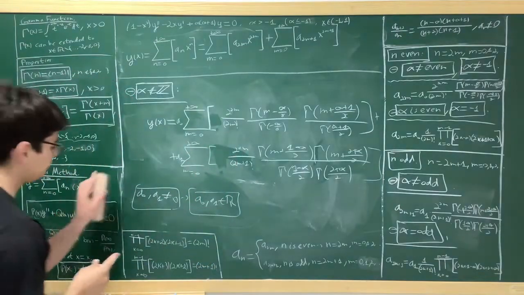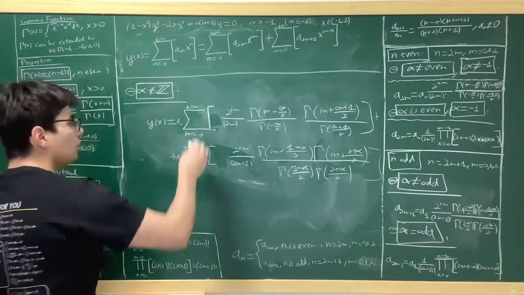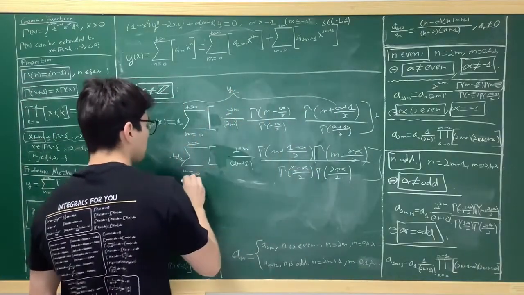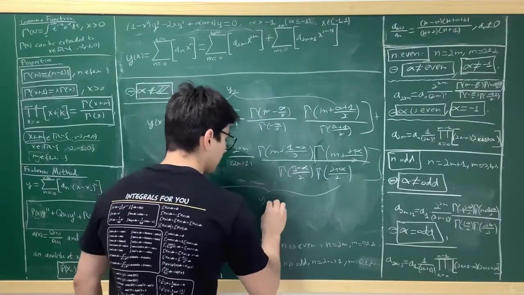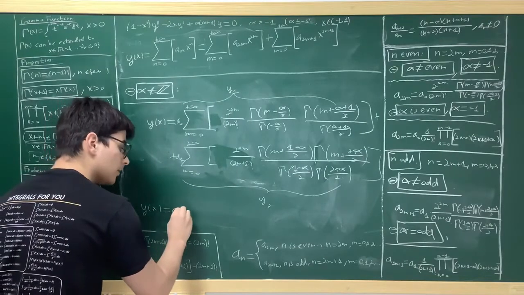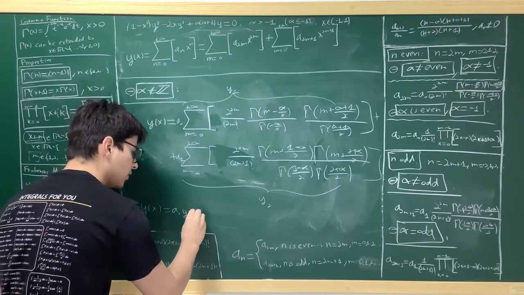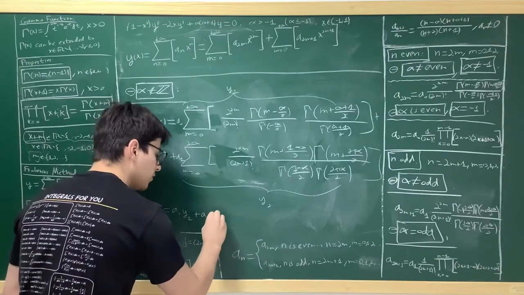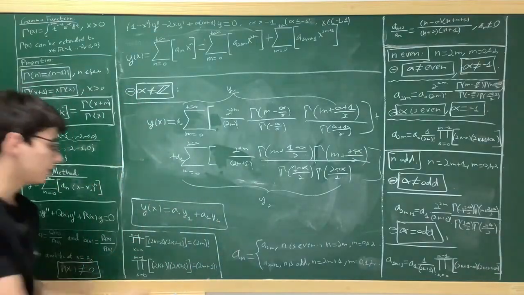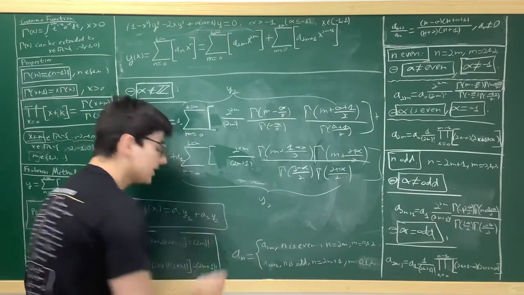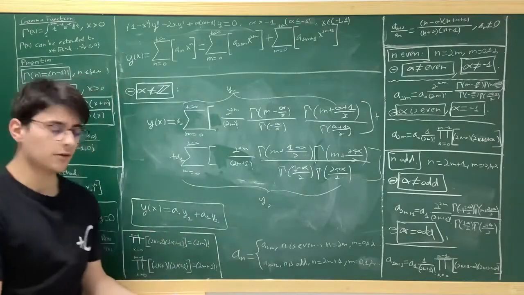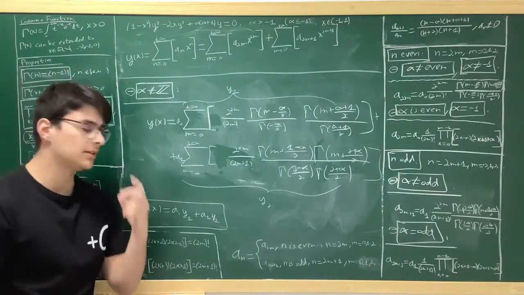If we call all of this y1 and all of this y2, we see that our general solution is some arbitrary constant a0 times y1 plus some other arbitrary constant a1 times y2. This is the general solution for a second order differential equation. It is a linear combination of two linearly independent functions.